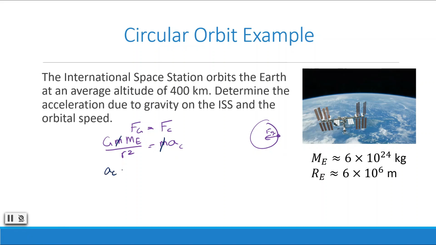So our acceleration that we're looking for is G M_e over r squared, but we have the radius of the Earth plus the orbital height that we're at, squared, for that r, because we're the radius of the Earth plus some additional height away from there.